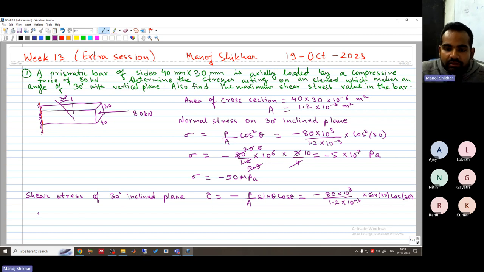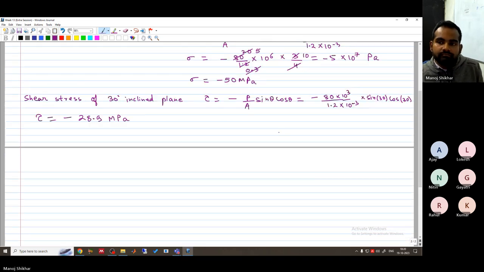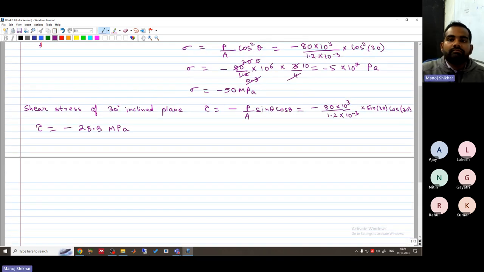So if we do the calculations here, we will get tau equal to minus 28.9 MPa. Oh, sorry, plus 28.9 MPa.